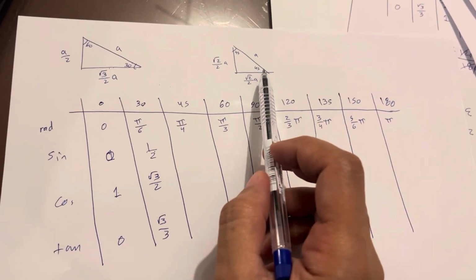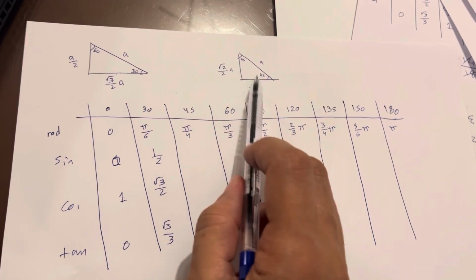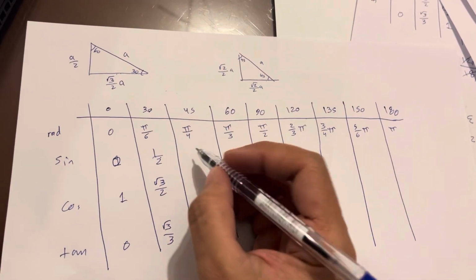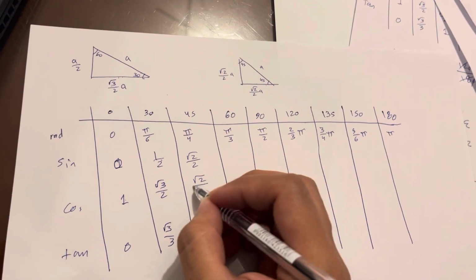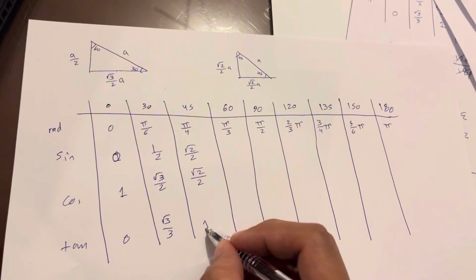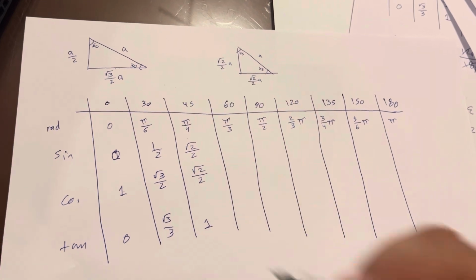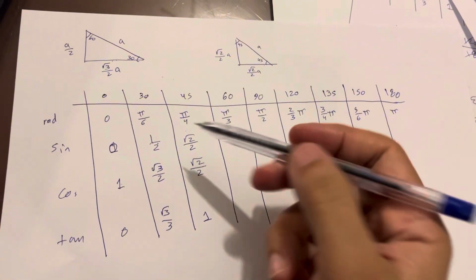45 degree, the sine is equal to the cosine because these two sides are equal. So the sine is equal to radical 2 over 2, and also the cosine is radical 2 over 2, and the tangent is equal to 1 because this divided by this is equal to 1. You're dividing by the same thing.